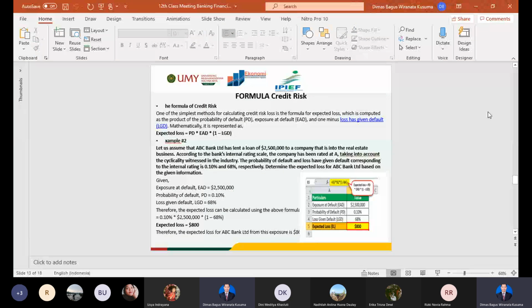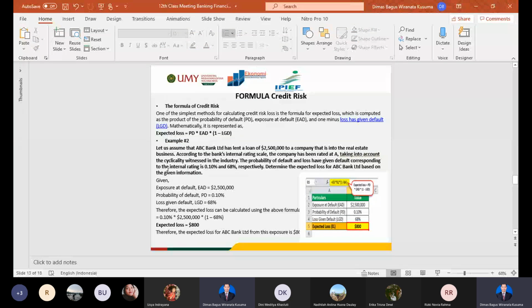Okay, here is the formula. So the formula of the credit risk here, sisters and brothers, usually we use the LGD, loss given default. So the loss given default here will show the expected loss, whereby the expected loss here is the PD, probability of default, times expected exposure at default, EAD, times 1 minus LGD. Okay, we go to the examples to make you more clear.